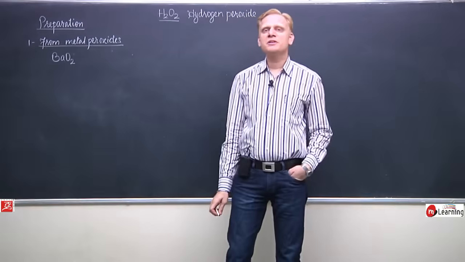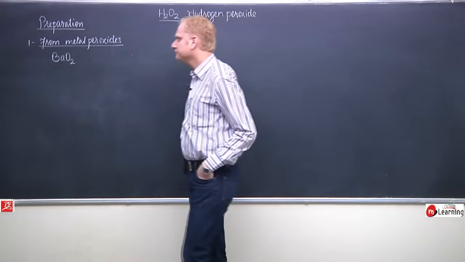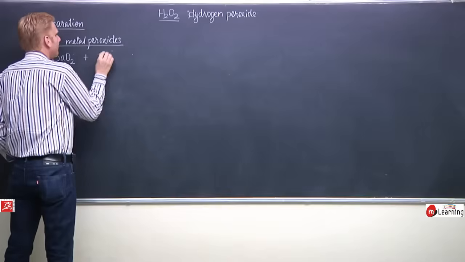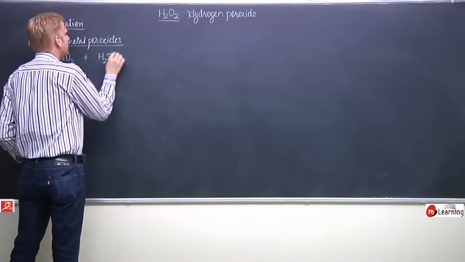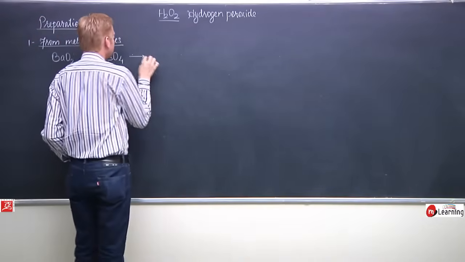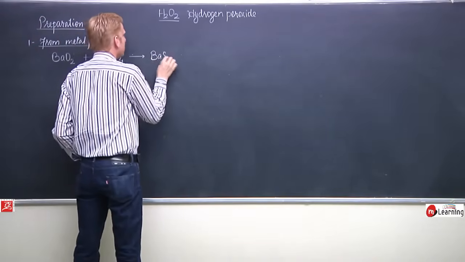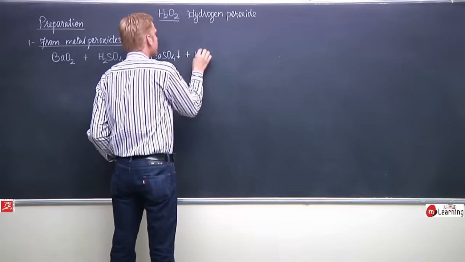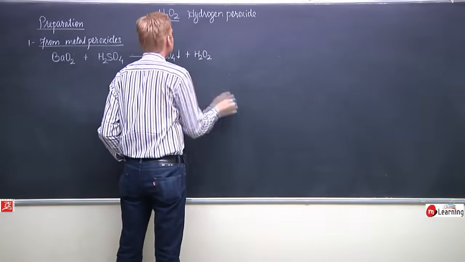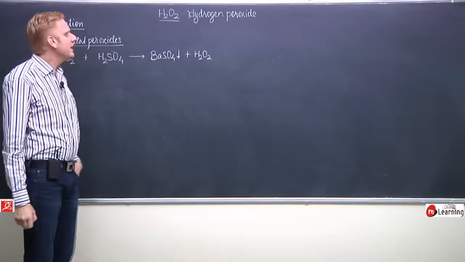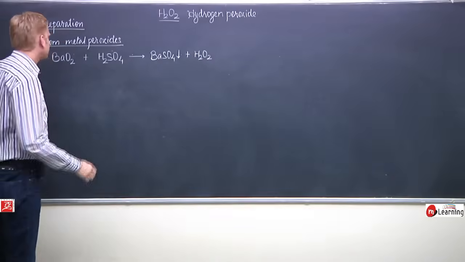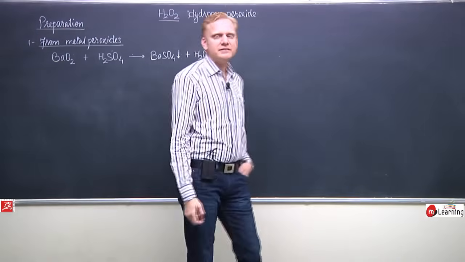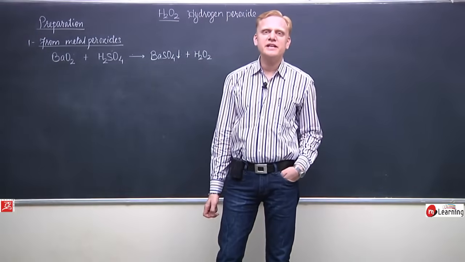BaO2 is the formula for the peroxide of barium. Barium peroxide compound on reaction with sulfuric acid gives precipitate of barium sulfate and hydrogen peroxide. The precipitate can be filtered and the filtrate, that is hydrogen peroxide solution, can be obtained.